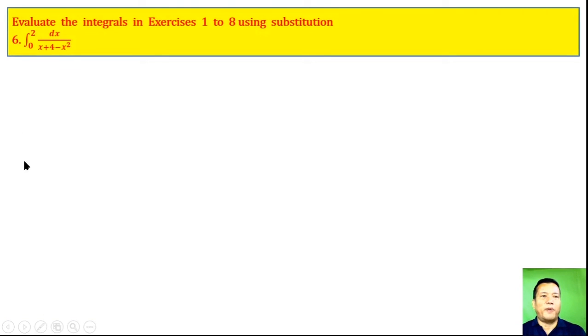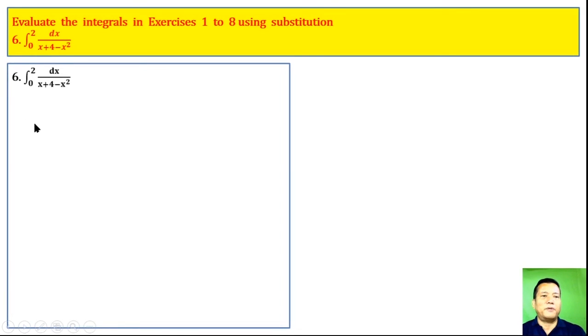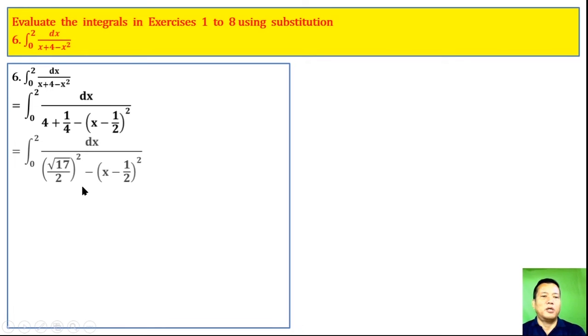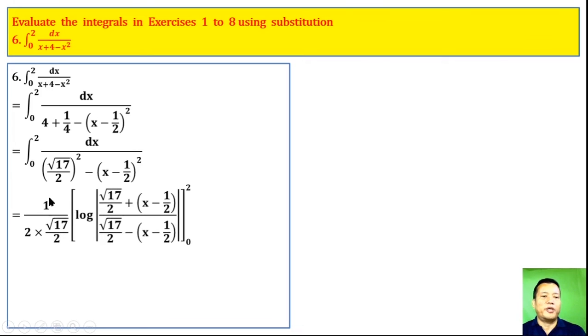For 6, we have to evaluate this definite integral using substitution. In the given definite integral the denominator is a quadratic. Therefore, we complete the perfect square containing x, which puts it in the standard form, exactly equal to the integral of 1 by a square minus x square. Applying that rule, we get 1 by twice a, log of a plus x by a minus x, bounded by square brackets, upper limit at the top, lower limit at the bottom.